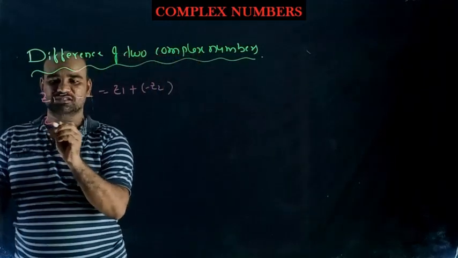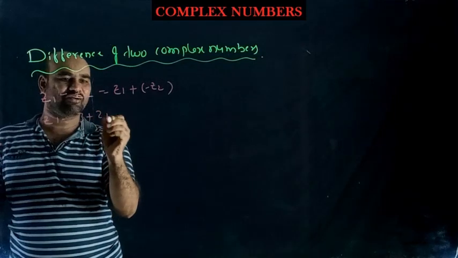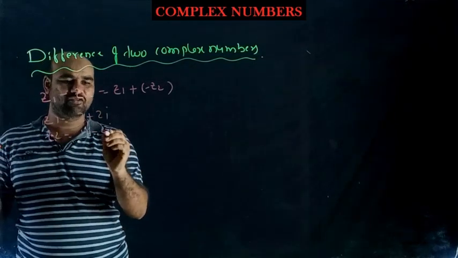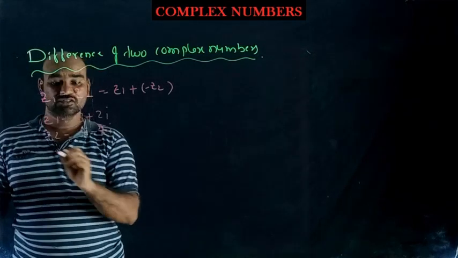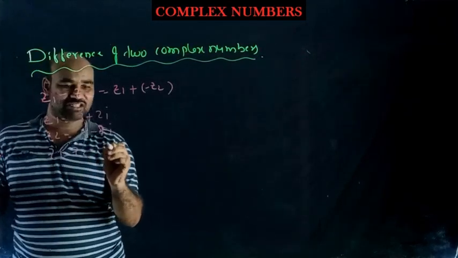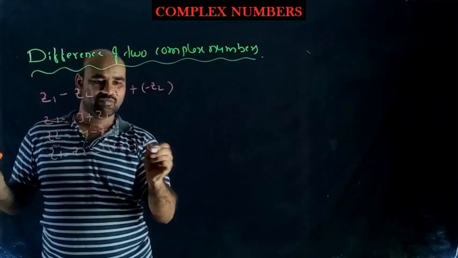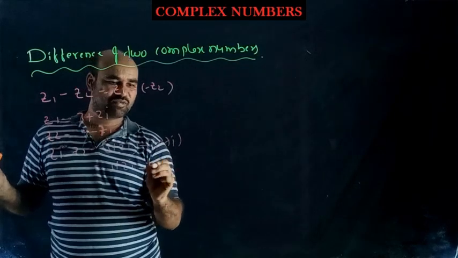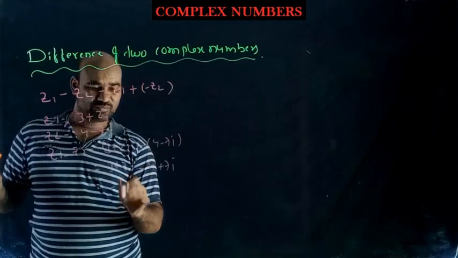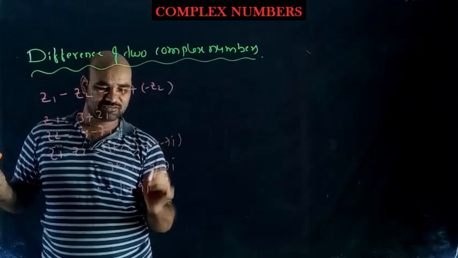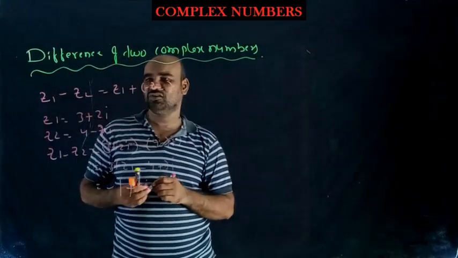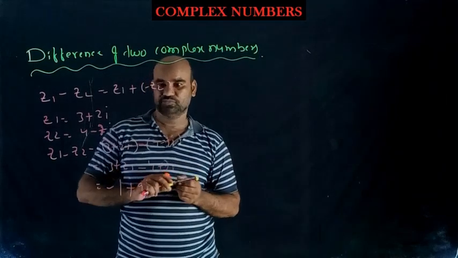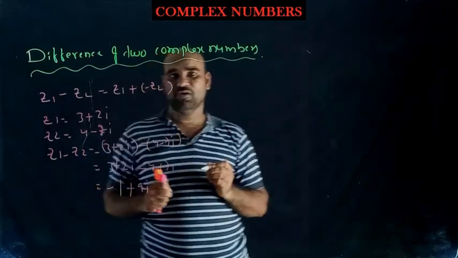For example, Z1 is given as 3 plus 2 iota, Z2 is given as 4 plus 7 iota. So I want Z1 minus Z2, that is nothing but 3 plus 2 iota minus 4 minus 7 iota, that is minus 1 minus 5 iota. So this is the difference of Z1 and Z2, or Z2 subtracted from Z1. Okay. Next, important.